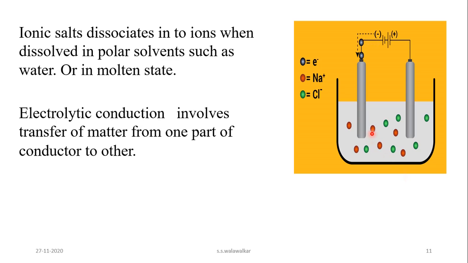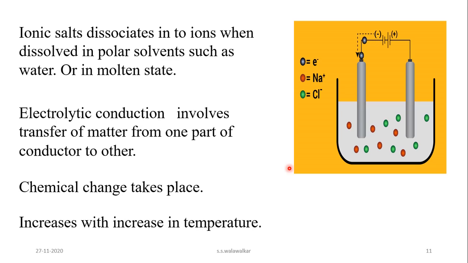See here, sodium ions move towards the negatively charged electrode, and chloride ions move towards the positively charged electrode. That means transfer of matter, that is the electrolyte, from one part to another takes place in electrolytic conduction. That means a chemical dissociation of sodium chloride takes place. That means chemical change takes place during electrolytic or ionic conduction, and it increases with increase in temperature.